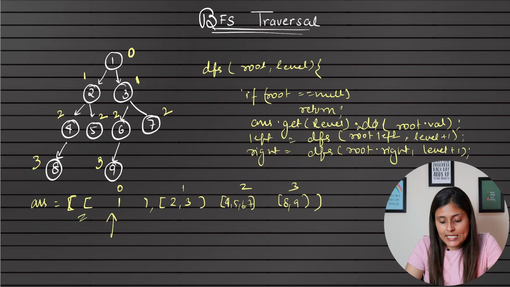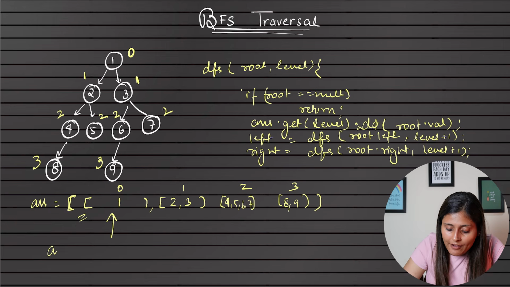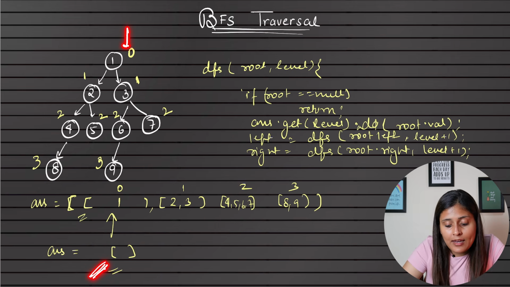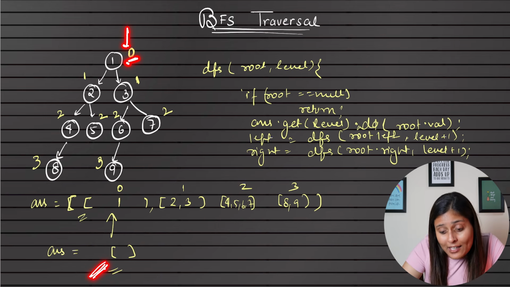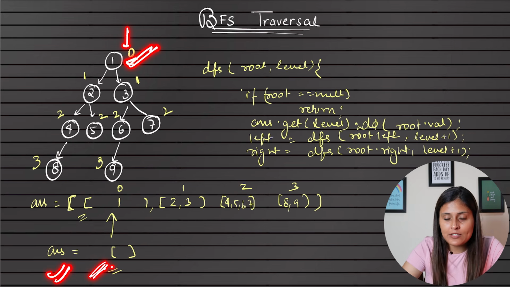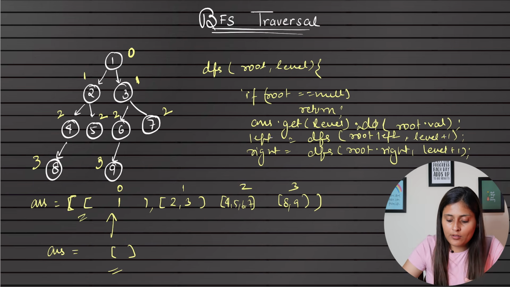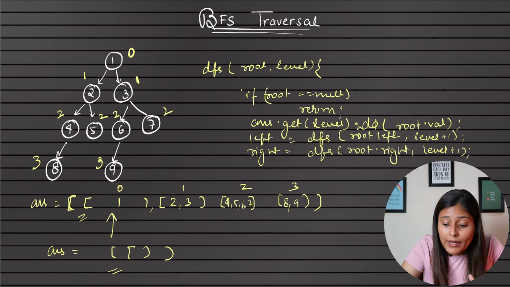But when? See, initially, suppose we have nothing in our answer. So can I say the size is 0, and initially what is the level? 0. So if my level is 0 and my size is 0, can I say I want one list? So I can insert a new list inside this. That's it. Now next time when we go here with the new level, level 1.